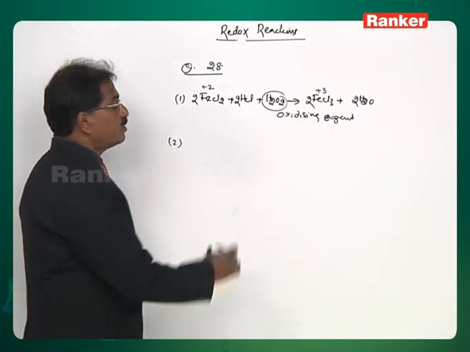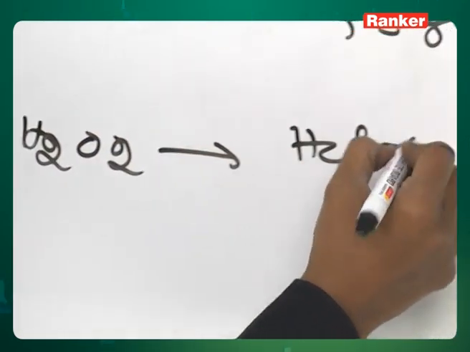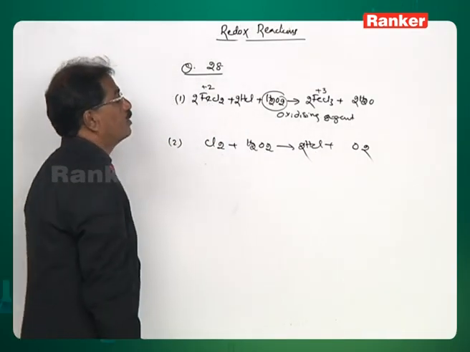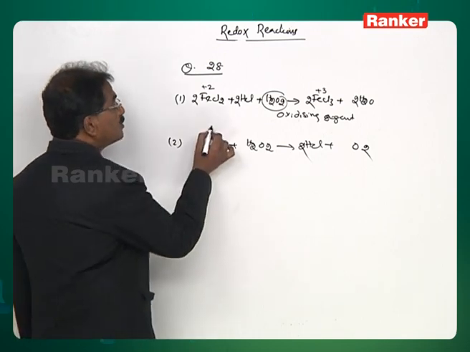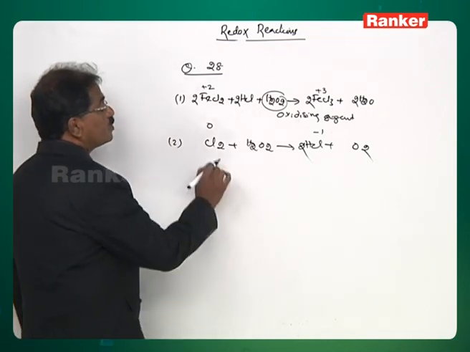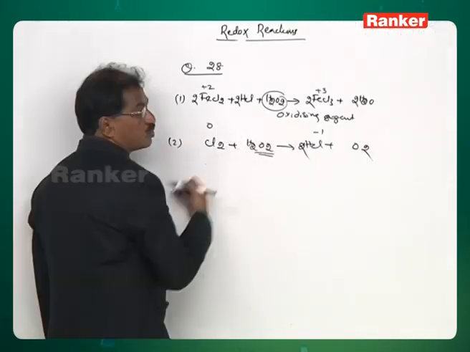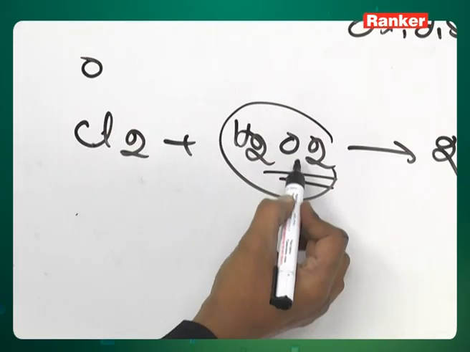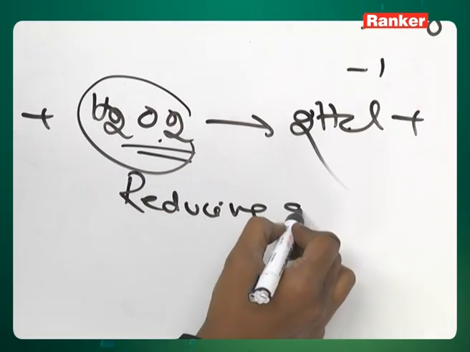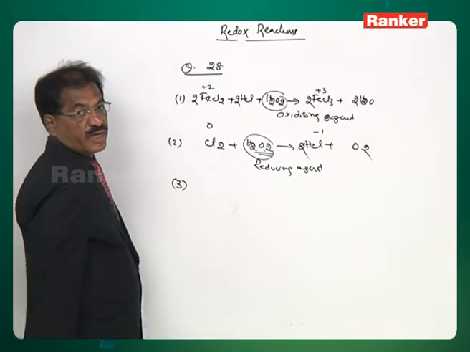In the second option, they have shown Cl2 plus H2O2 giving HCl plus O2. Now here the oxidation state of chlorine is 0, here the oxidation state of chlorine is -1. That means chlorine is undergoing reduction. Why is it undergoing reduction? Because of the reaction with H2O2. Therefore, we can say H2O2 is acting as the reducing agent.